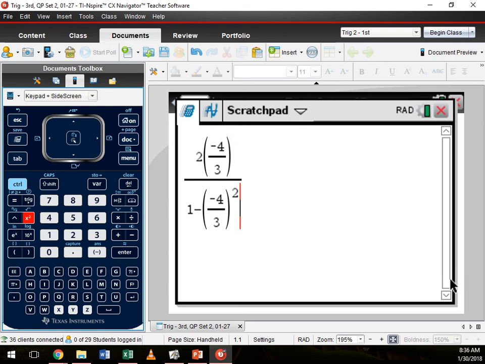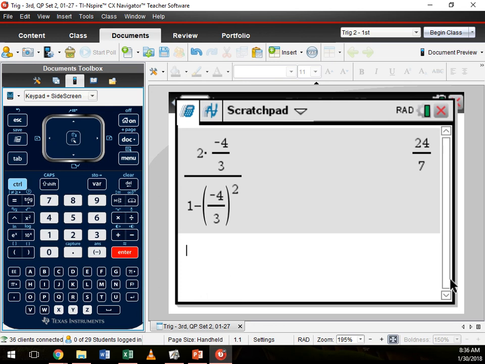All right, so does everyone have it like this? So hit enter. Positive 24 over 7. Ain't that what I got? Now, if I have a radical in there, it's going to give me a decimal. Does it have to be a radical? It doesn't matter either way. Yeah, because I got the same thing.